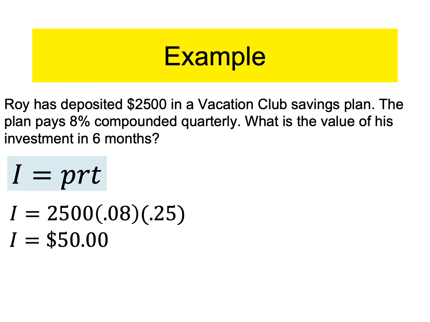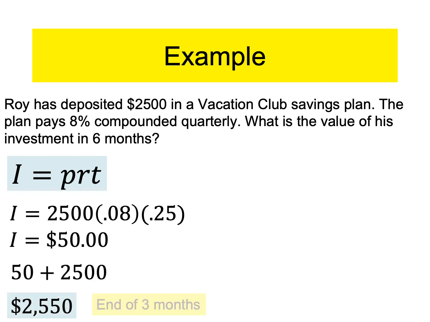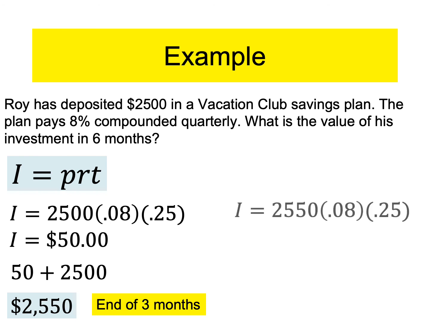Okay. So at the start of month 4, he doesn't have 2,500. He has 50 plus 2,500. In other words, he has 2,550. And that's what we plug in at the end of 3 months for the next quarter. So notice I'm not multiplying this by 2,500. I'm multiplying it by the new principal, which is 2,550. So it's like he gets interest twice here. Okay. So when you do this math, it turns out to be $51. Notice the interest went up by $1.